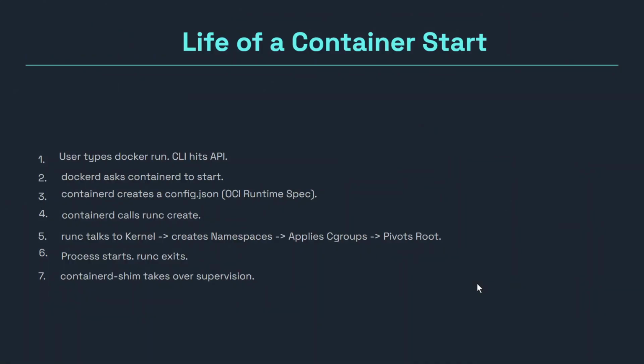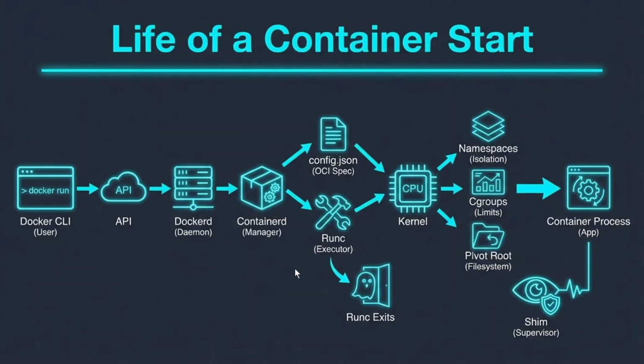Every container follows the same steps for being operational. These steps are the life cycle of a container. Let's take a look at the 7 steps in the life cycle of a container. First one is the user action. User types docker run, which hits the API. Second is the daemon request. Dockerd asks containerd to start. Third is the config creation. Containerd creates a config.json as per the OCI runtime spec.